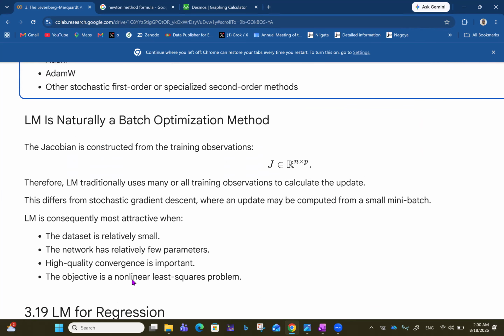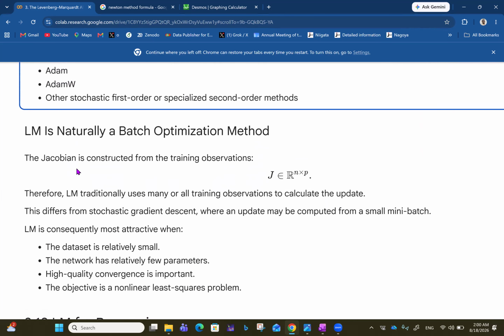Then LM is naturally a batch optimization method. So the Jacobian is constructed from the training observations, J belongs to R to the n by p dimensional real number space. Therefore, Levenberg-Marquardt traditionally uses many or all training observations to calculate the updates. This differs from stochastic gradient descent, where an update may be computed from a small mini batch. So LM is most attractive when the data set is relatively small, the network has relatively few parameters, high quality convergence is important, and the objective is a non-linear least squares problem.